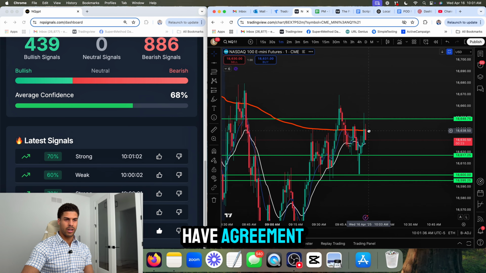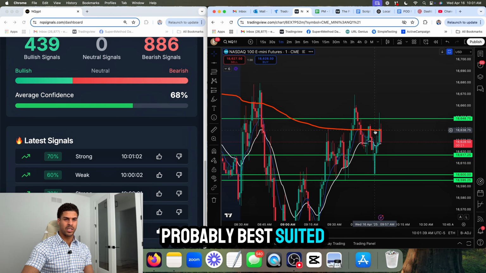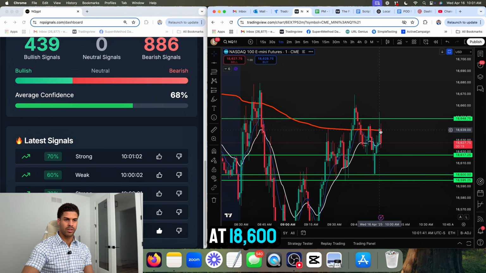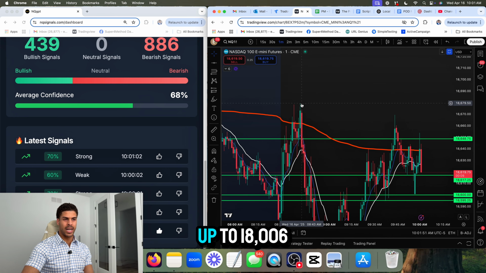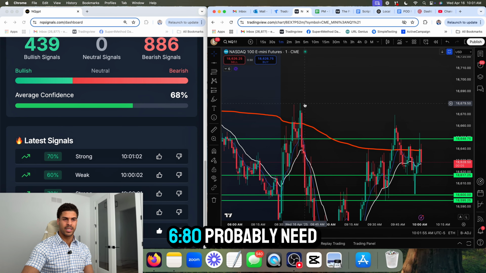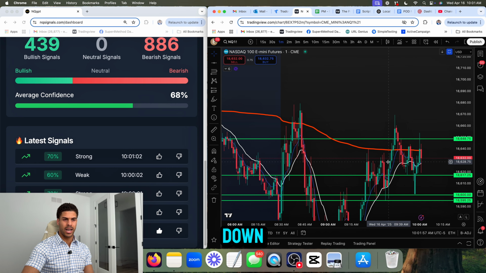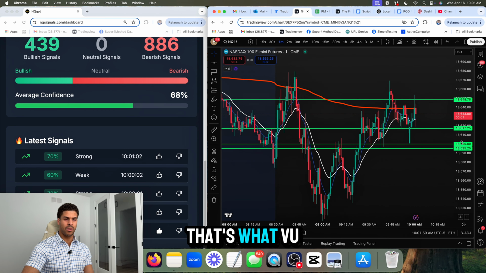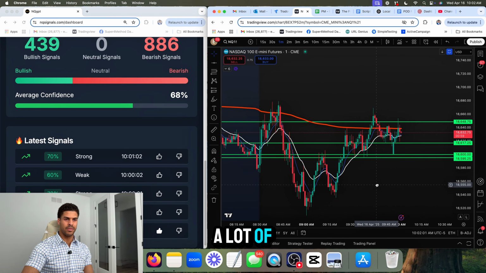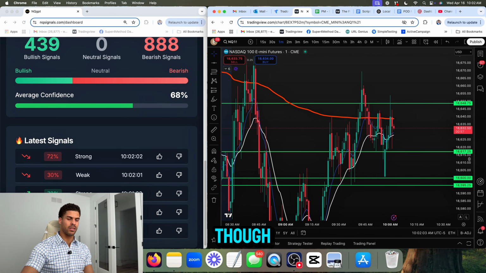We kind of have agreement, like price is probably best suited at 18,600. So if we get down to 18,600, well, it's best suited at 18,638. If we get down to 18,600, probably need to pull back up. If we get up to 18,670, 680, probably need to come back down, probably a little too high. That's what VWAP represents.